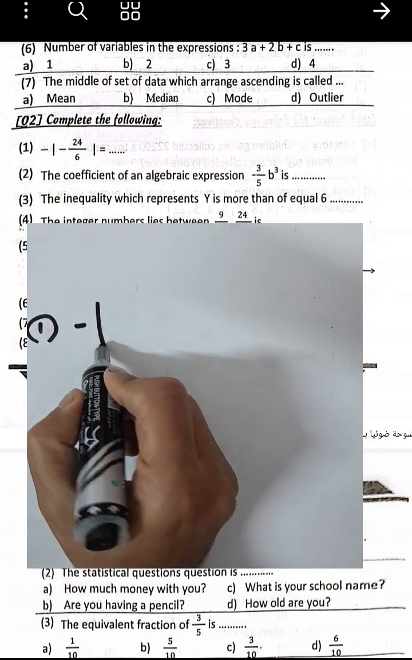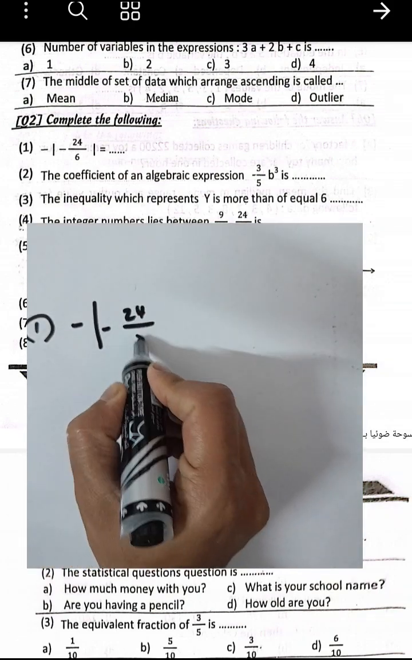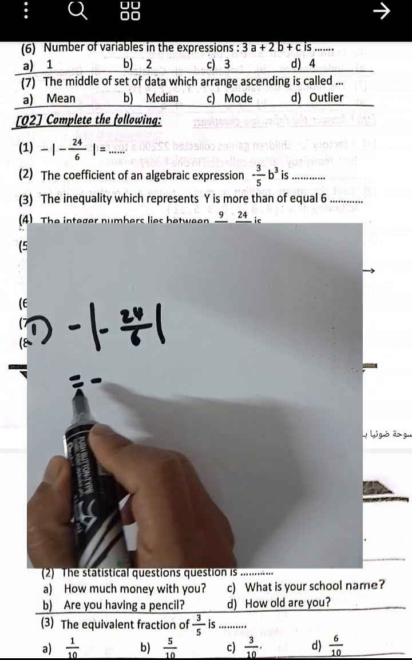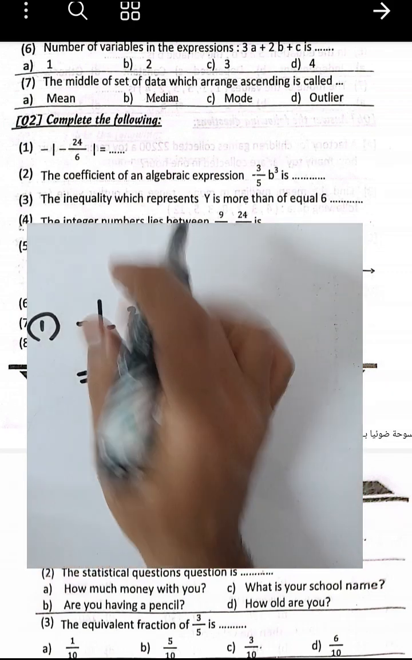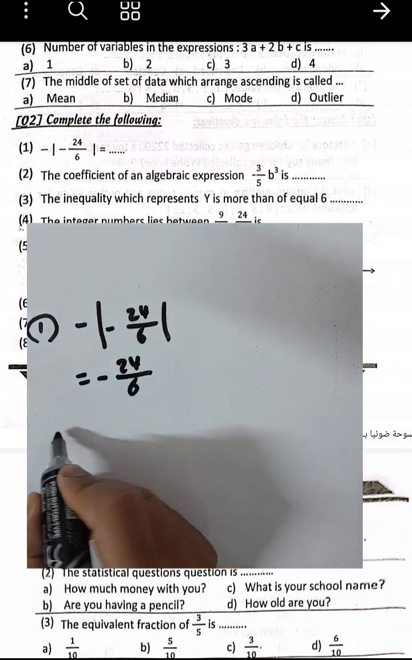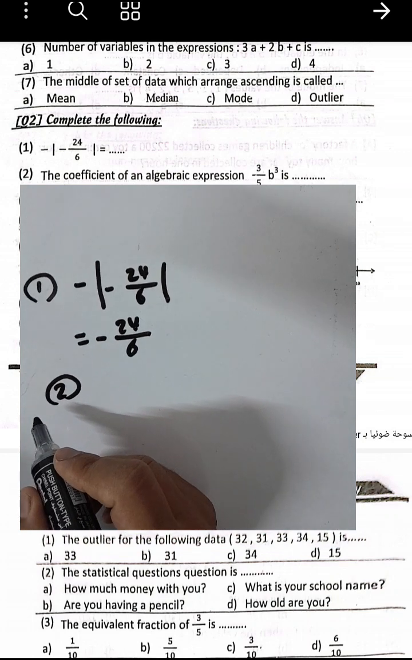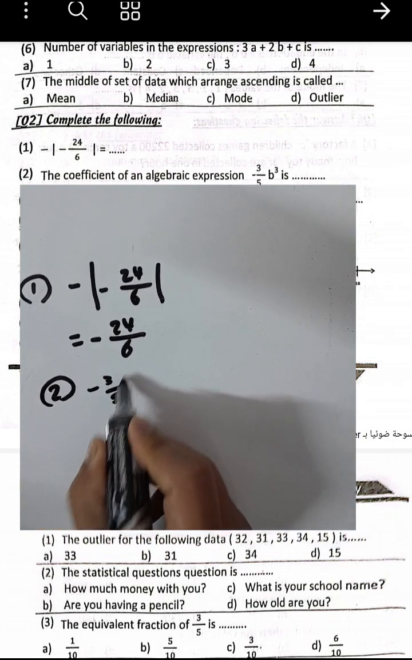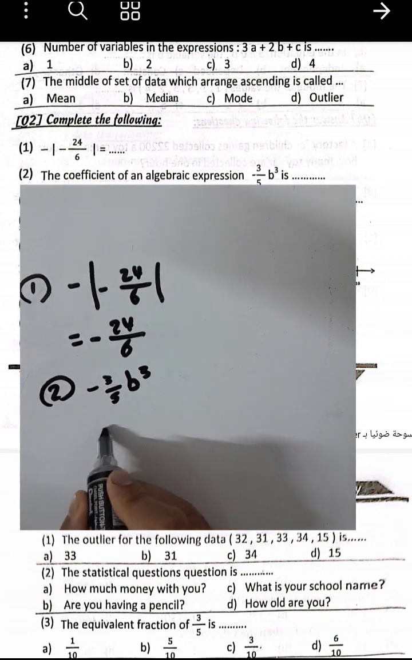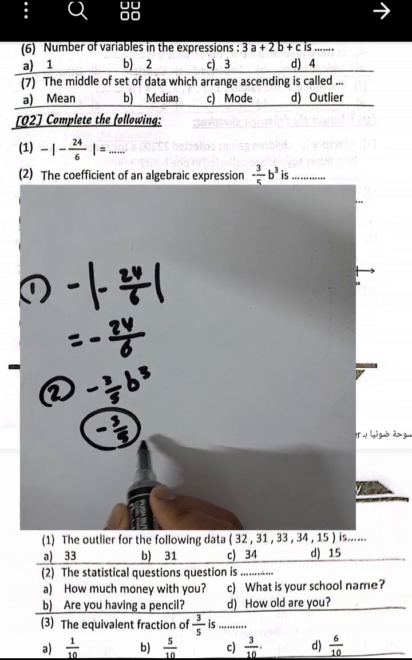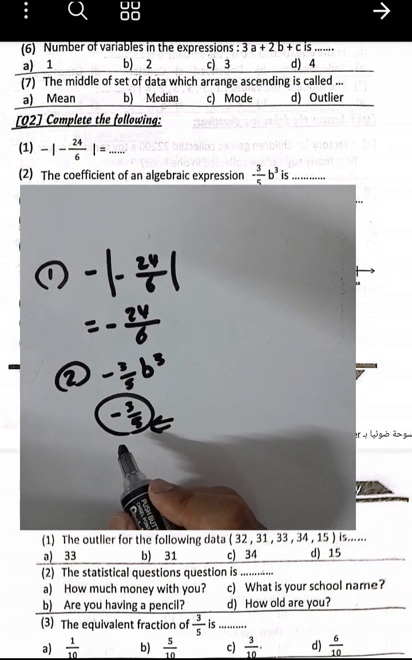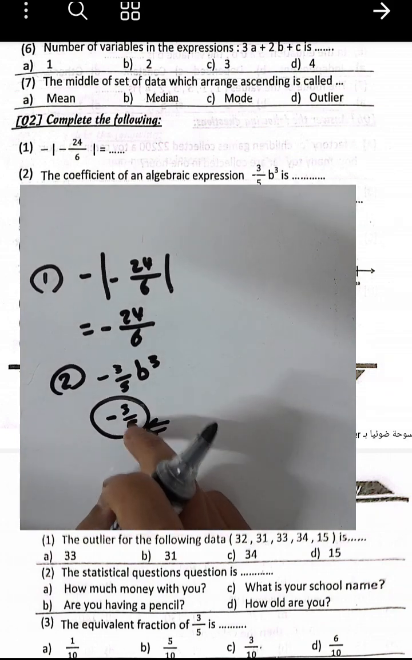Now question number 2. Complete the following. Number 1, negative absolute value of -24/6. We write negative outside here, and the absolute value of a negative will be positive, 24/6. Question number 2. The coefficient of -3/5 p power 3. -3/5, we call it its coefficient. Its coefficient will be -3/5.